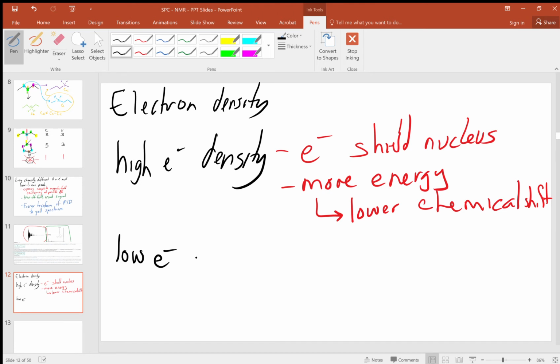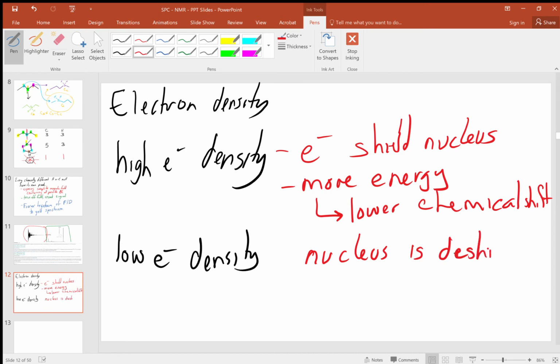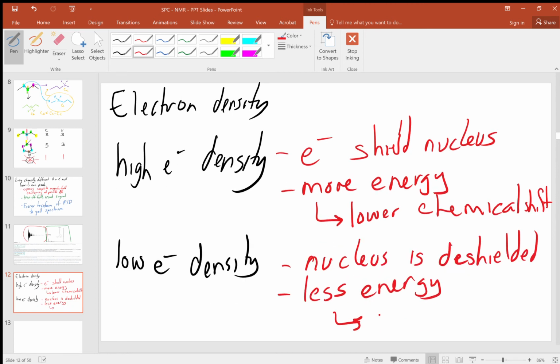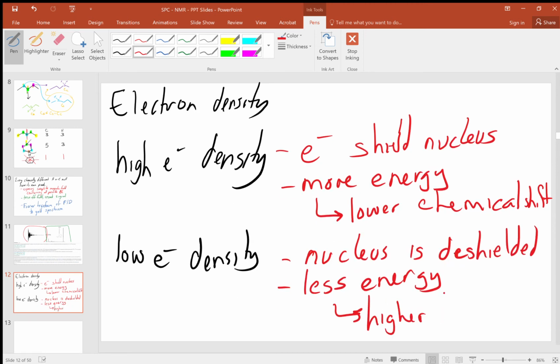If an atom has low electron density, then we say that the nucleus is deshielded. It's not shielded. Because it's not shielded, we could think of it as being more exposed. It requires less energy. And less energy leads to higher chemical shift.